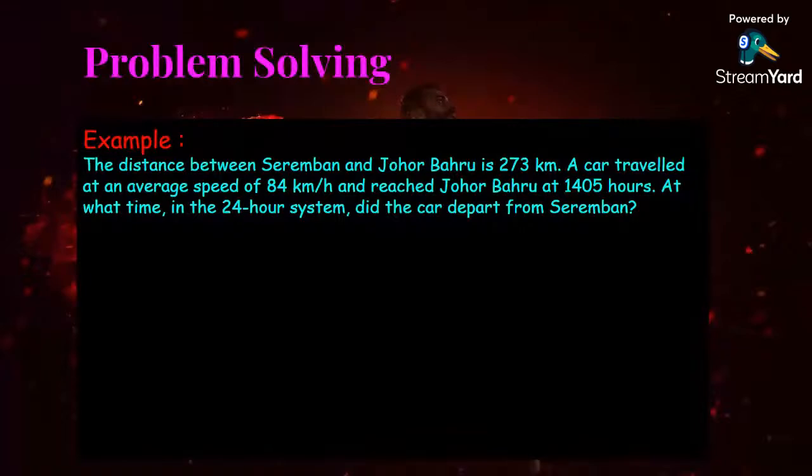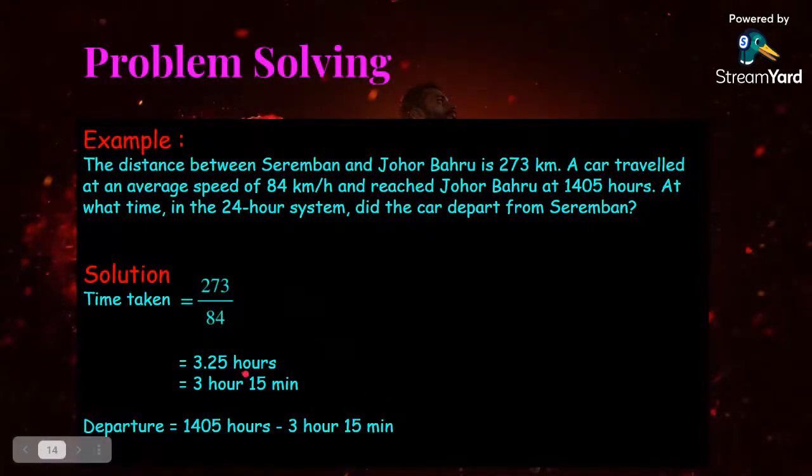So 1405 hours, kalau we convert to 12 hours, kita akan jadi apa tu kelas? Masa dia akan jadi pukul 2:05. Okay, 2:05 p.m. Alright. At what time in the 24-hour system did the car depart from Seremban? Okay, so dalam soalan ni dia nak jawapan dalam bentuk 24-hour system. So you need to answer in 24-hour system. Okay, alright. So kita cuba tengok.